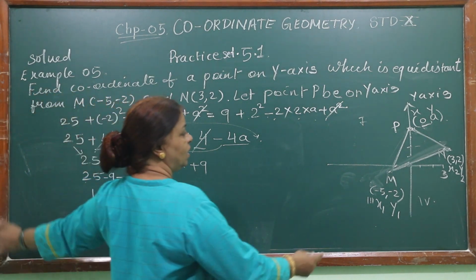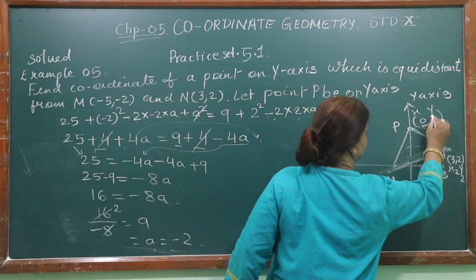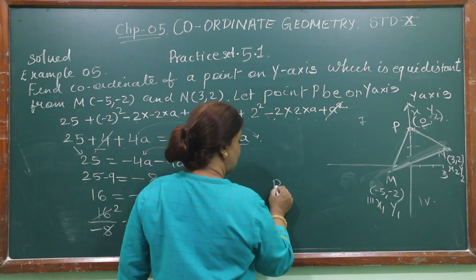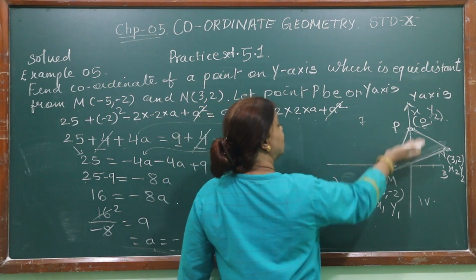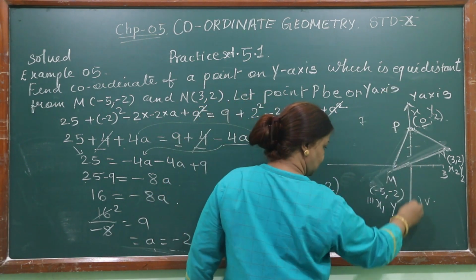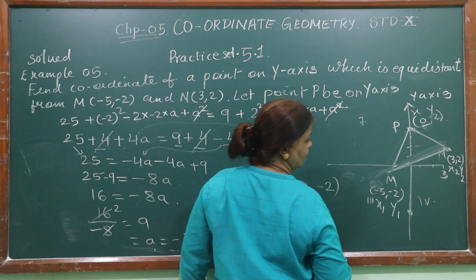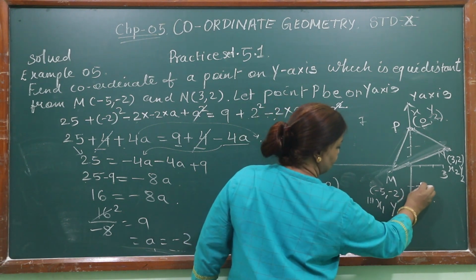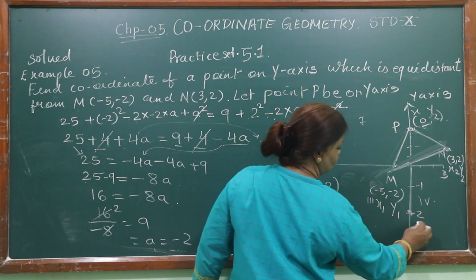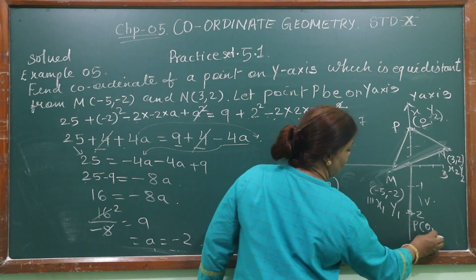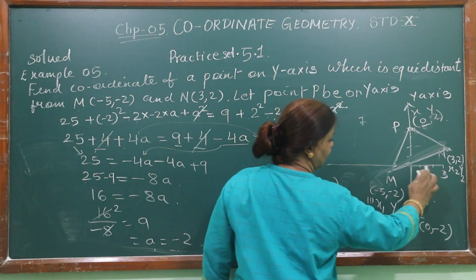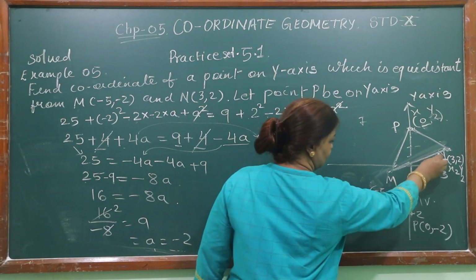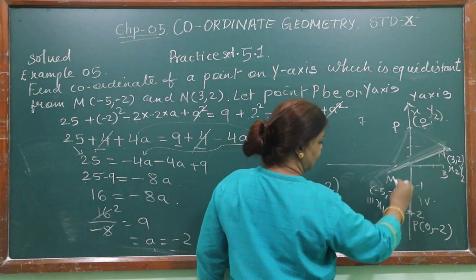So here we got the coordinate as minus 2. So P coordinates are (0, minus 2). That means our point P is not here. Point P is down somewhere here. This is minus 1, this is minus 2, so point P will be (0, minus 2). And M will be here and N will be at the top here. And your diagram would be like this.